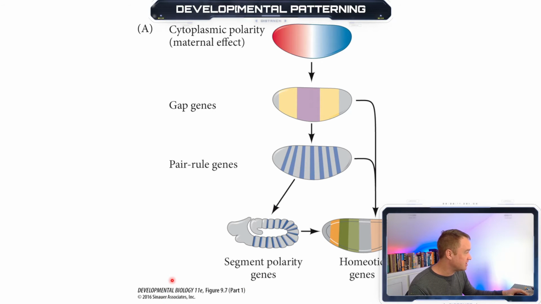So let me make sure I covered everything here. These proteins are transcription factors, right? So they are proteins that turn genes on. So it'll turn on the genes to develop wings or eyes or whatever they're supposed to be in that section.